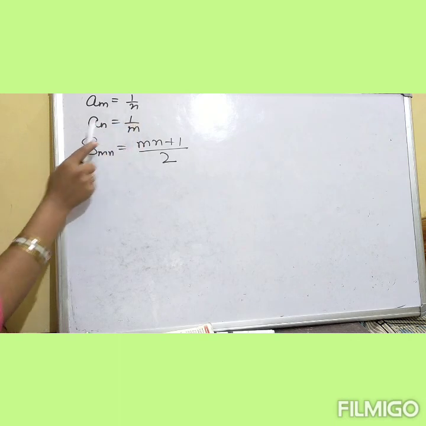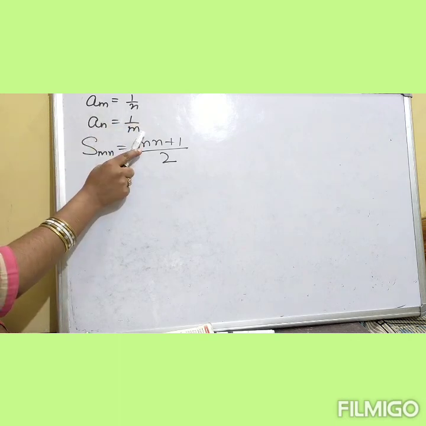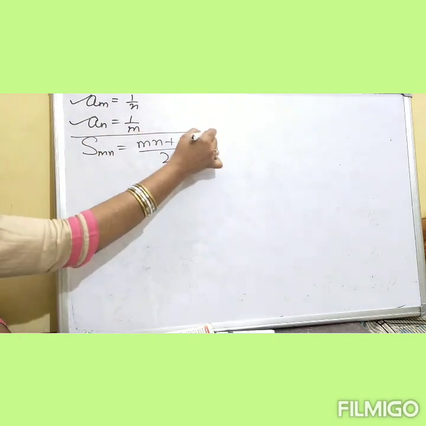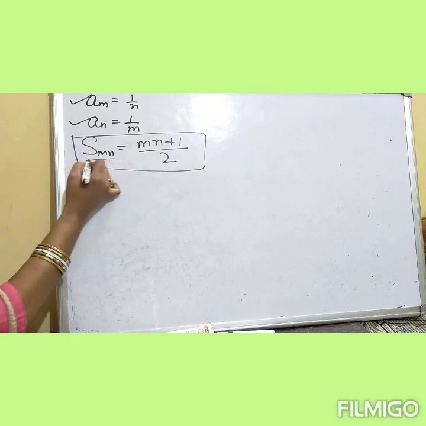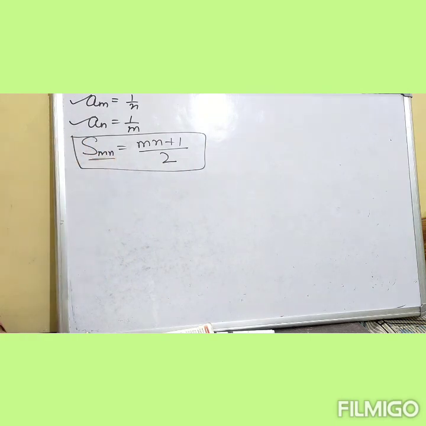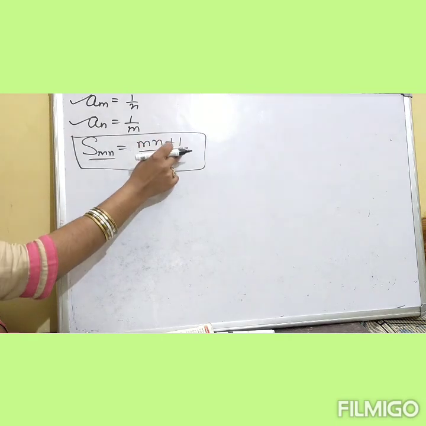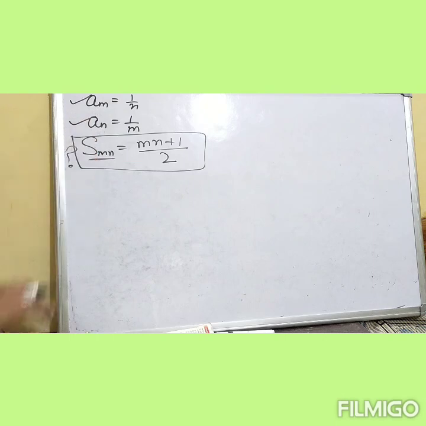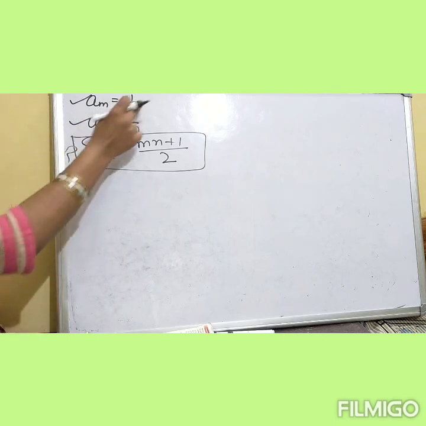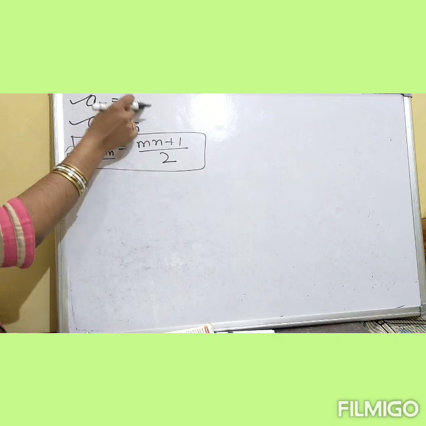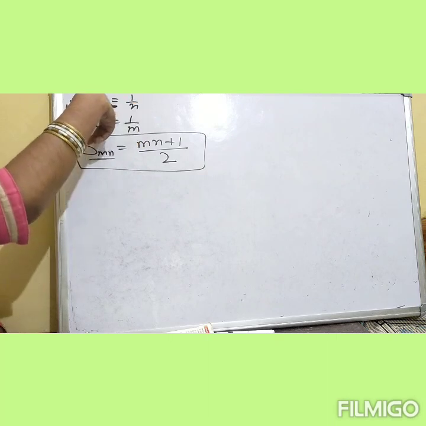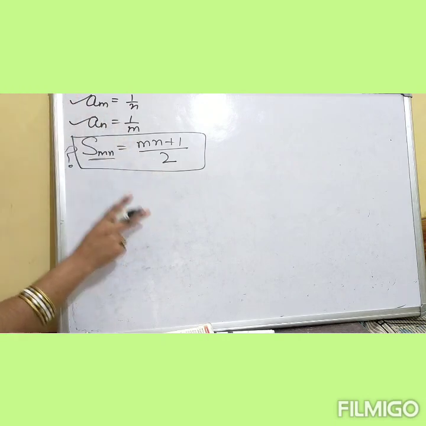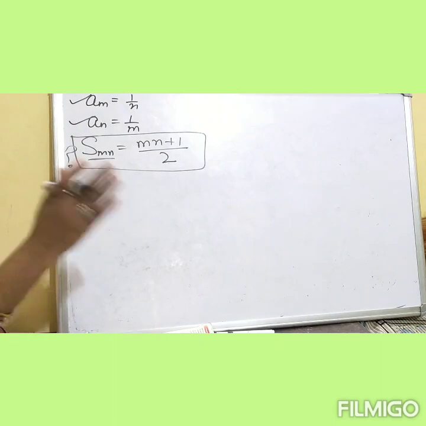The mth term is 1 by n, and the nth term is 1 by m. These two things are given in the question, and we have to show that the sum of mn terms is equal to (mn plus 1) by 2. Because we are given these two things, we will apply the formula first in this one and then in this one. We'll make two equations, solve them, and get the values of a and d one by one.